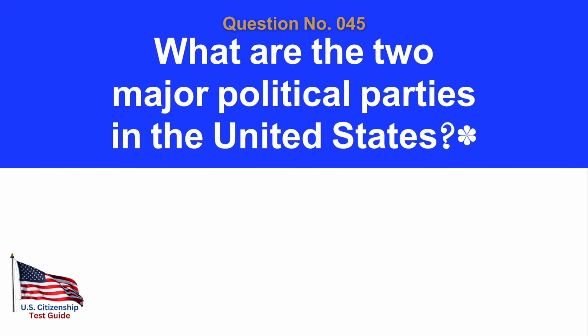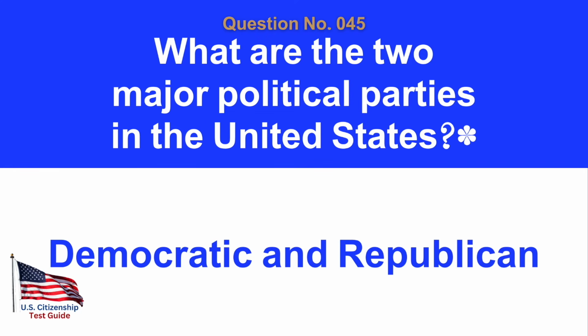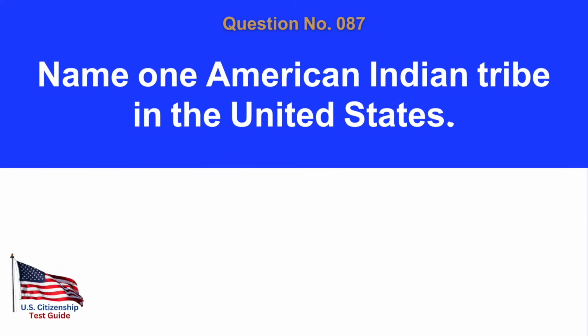What are the 2 major political parties in the United States? Democratic and Republican. Name one American Indian tribe in the United States. Cherokee.